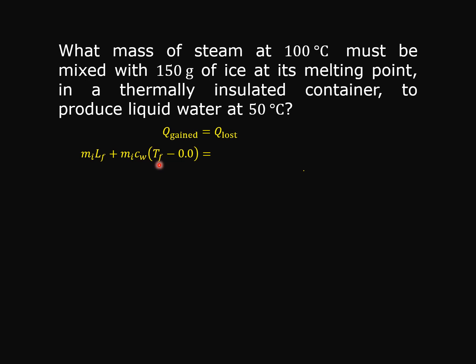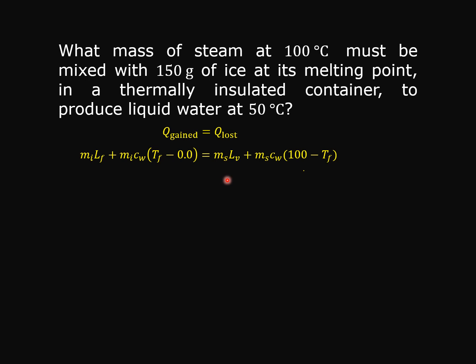That means the heat required to increase the temperature of the produced water from 0 degrees C to 50 degrees C is equal to mi cw (T final minus 0). This is the temperature change. cw is the specific heat capacity for the water. Lf is the specific latent heat of fusion for the ice. So we sum up these two terms, we will get the total heat absorbed by the ice.